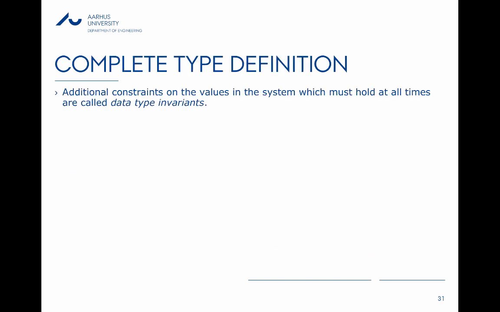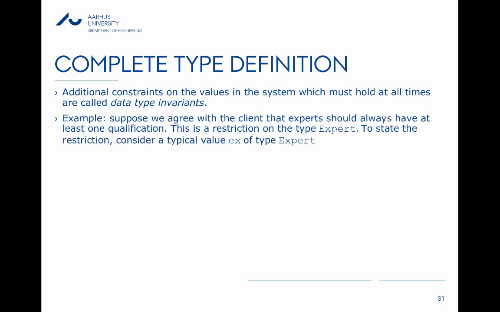So then the recommendation was we should try to complete our type definition, so adding potential data type invariants. For example, suppose we agree that the expert should always have at least one qualification. This is a restriction on the expert type. To state this, we would say the expert's qualifications should be different from an empty set.